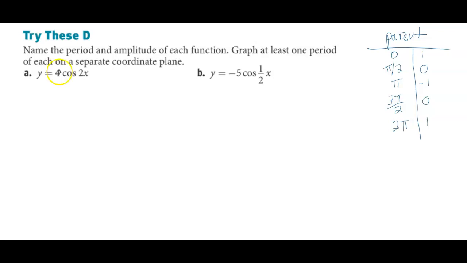So when I look at A, I've got an amplitude of 4, a period of 2 pi over 2, which is just pi. And right now my midline is still 0. It's always 0 until we start shifting, kind of up and down. And we haven't seen anything that would do that yet.